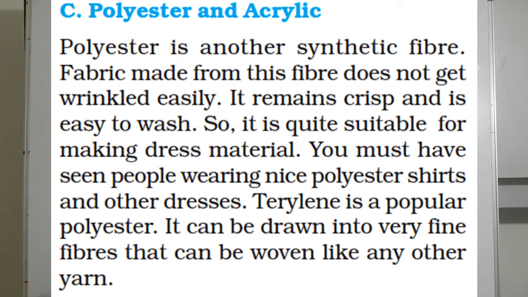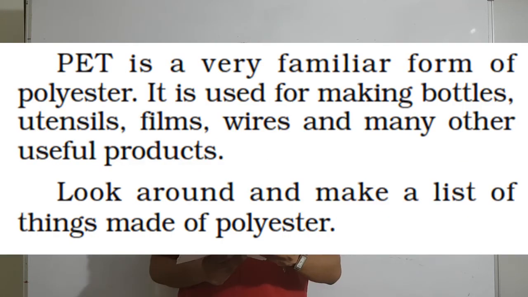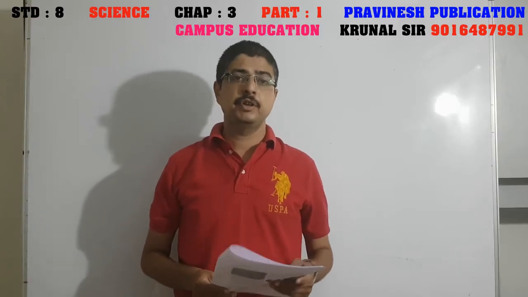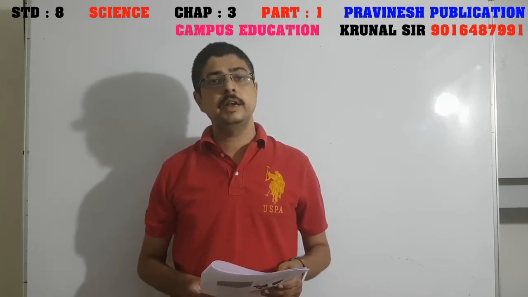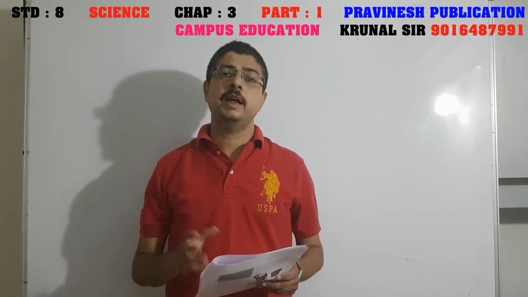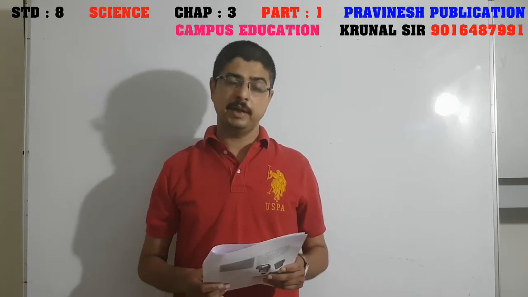Terylene is a popular polyester. It can be drawn into very fine fibers that can be woven like any other yarn. PET is a very familiar form of polyester. It is used for making bottles, utensils, films, wires and many other useful products. Friends, what is the full form of PET, which is written in your textbook? That is polyethylene terephthalate. That means there are many molecules of combination of ethylene and terephthalate, that is polyethylene terephthalate.